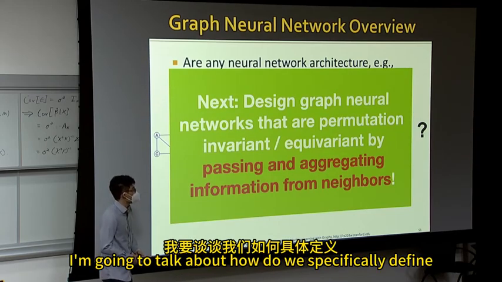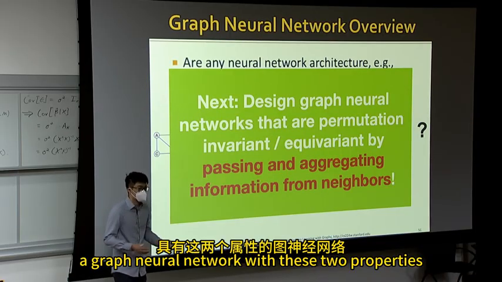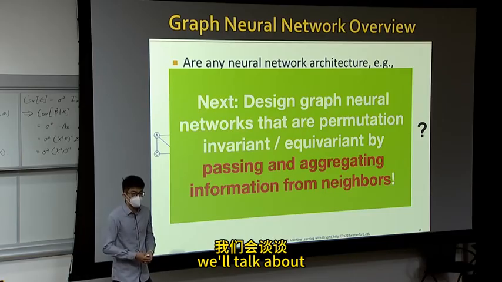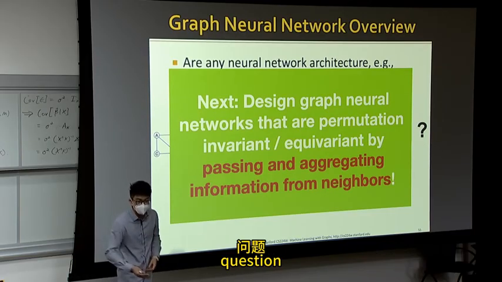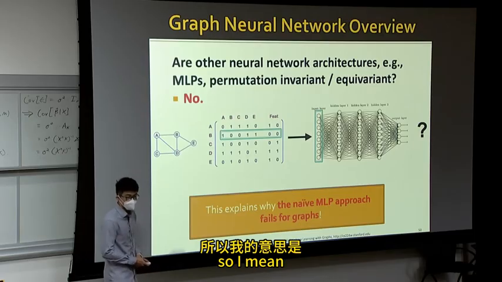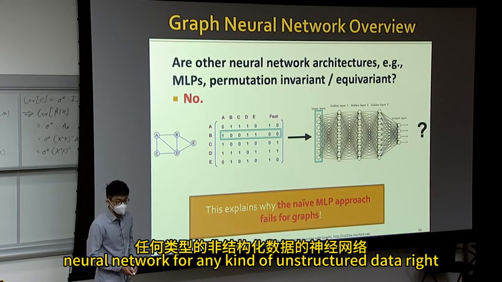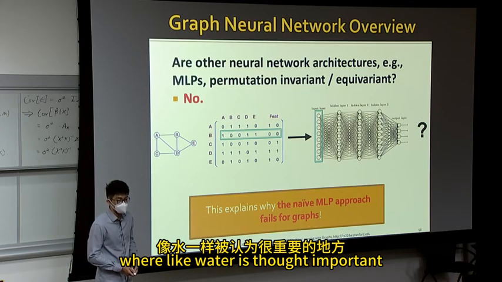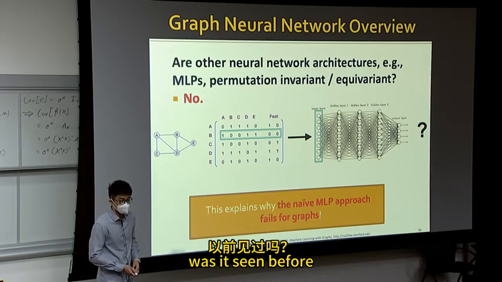Next, I'm going to talk about how we specifically define a graph neural network with these two properties. And in particular, we'll talk about passing messages and information on the neighbors. Question? Sorry, can you go to the previous slide? Mm-hmm. So, it feels like this is a problem that would come up when trying to create a neural network for any kind of unstructured data, right? Where order is not important. So, are graph neural networks the first time it came up, or was it seen before?